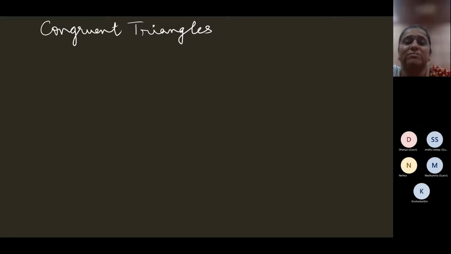So congruency simply means identical. When one triangle looks exactly like the other in every aspect, sides are equal, angles are equal, then the two triangles are said to be congruent to one another because they are identical.